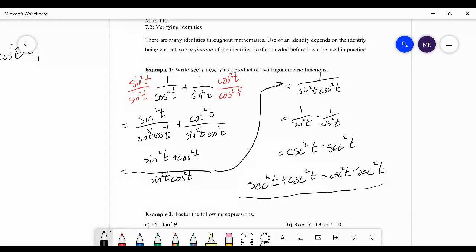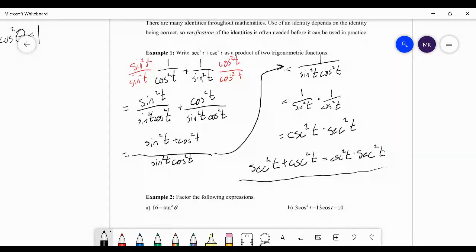And so a problem I could give you would be something like, here's this, and I would say something like, verify this identity, okay? And so what that would mean is you would just have to do exactly what we did. You start with one side of the equal sign, and you manipulate it using algebra and trig properties and definitions of functions like we did until you get to the other side. And so that's exactly what we've done. We just didn't have that right-hand side to begin with, okay?